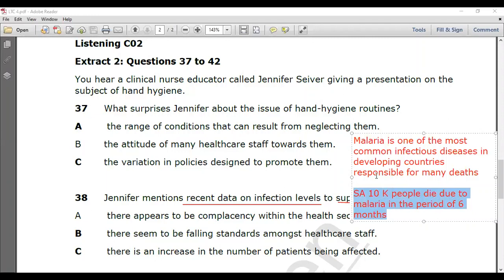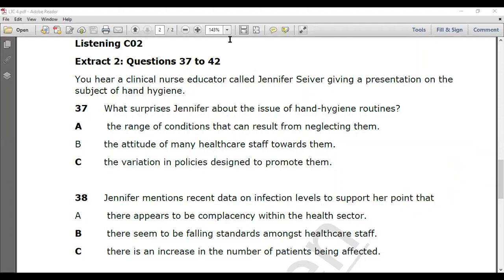But what point am I trying to prove is not just about sub-Saharan Africa. My point is the death rate in developing countries. So whenever you have a purpose question, you don't go for the data that are given. You go for why those data are used, or what is the purpose of using those data, what point is the speaker trying to prove. So here also it is in a similar way. Why is she using the data? What point is she trying to prove?